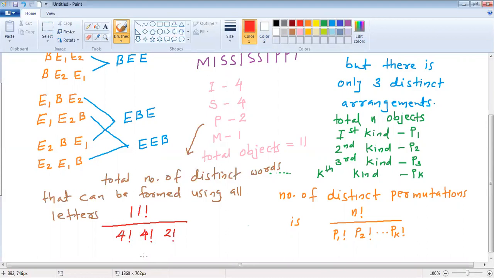Number of distinct permutations is n factorial divided by p1 factorial into p2 factorial, etc., into pk factorial. So the number of distinct words is 11 factorial, because there are 11 letters in total, divided by 4 factorial for I repeating 4 times, into 4 factorial for S repeating 4 times, into 2 factorial for P repeating 2 times. So when you simplify this, you will get the answer.